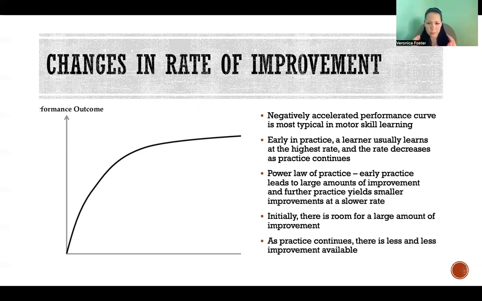That's kind of coined the power law of practice, which means that early practice leads to large amounts of improvement and further practice yields smaller improvements at a slower rate. Logically, it makes sense because in the beginning, when you don't really know how to complete that skill at all, there's a huge amount of room for improvement. So there's more possibility of achieving improvement. And then as you continue to practice and you've already been developing the skill, there's less room for improvement available. So it makes sense that improvement would happen at a slower and slower rate at that point.